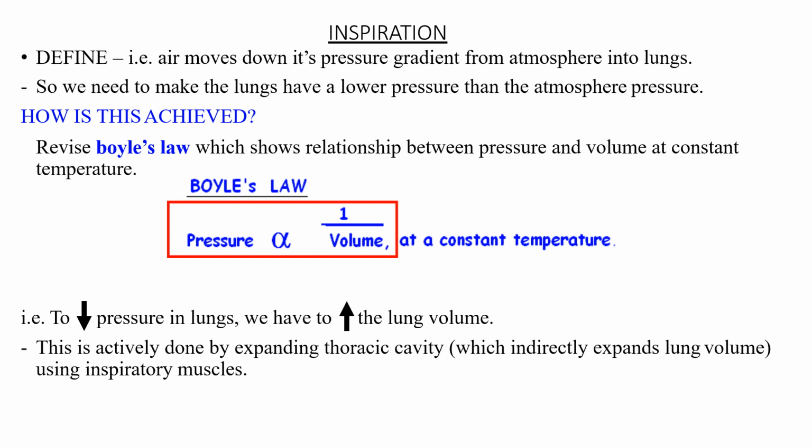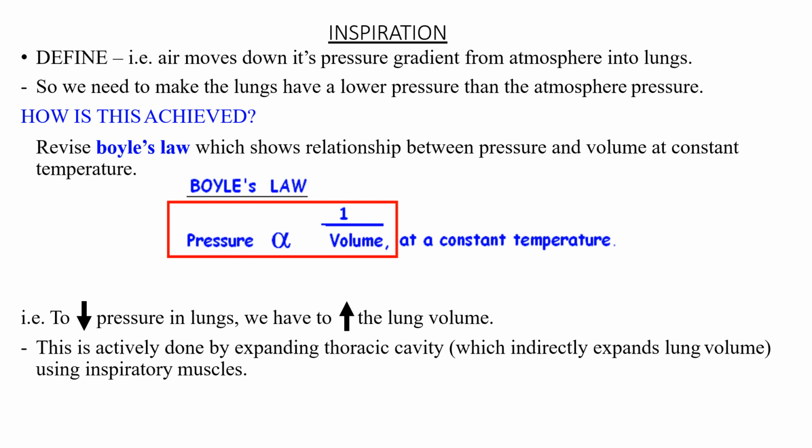So inspiration is defined as air moving down its pressure gradient from the atmosphere into the lungs. So we need to make the lungs have lower pressure than atmospheric pressure. So how do the lungs achieve the low pressure?